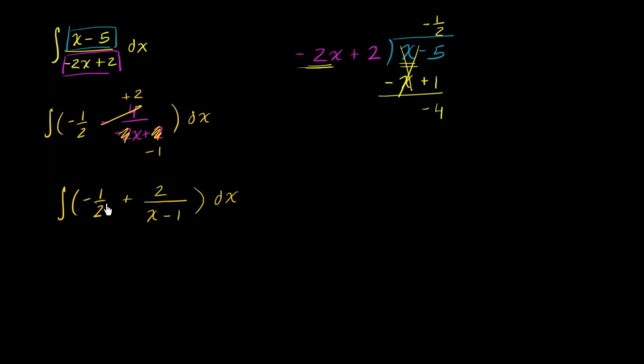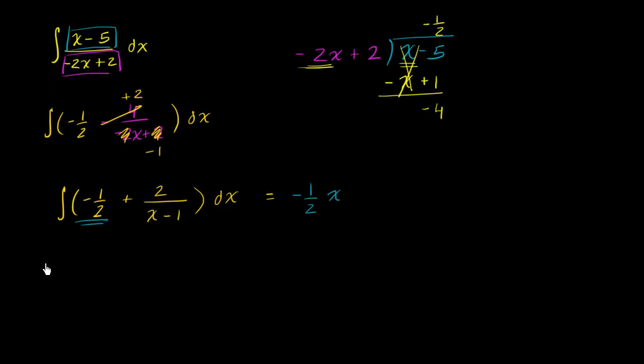Well, the antiderivative of negative 1/2 is pretty straightforward. That's just going to be negative 1/2 x. But what's the antiderivative of 2 over x minus 1? You might be able to do this in your head. The derivative of x minus 1 is just 1, so the derivative is sitting there. And so we can essentially do u substitution in our heads and take the antiderivative with respect to x minus 1, which would be the natural log of the absolute value of x minus 1. If all of that sounds really confusing, I'll actually do the u substitution.